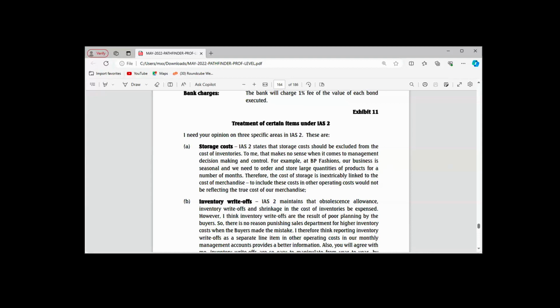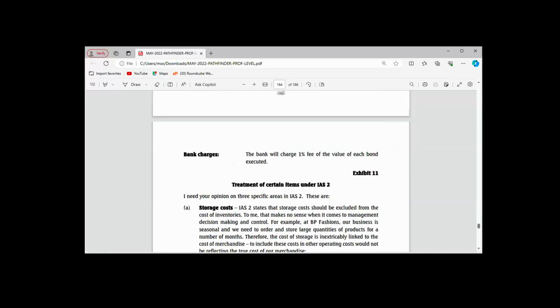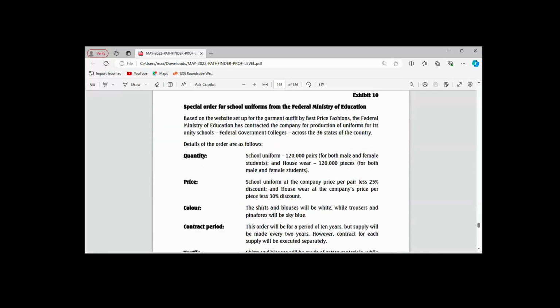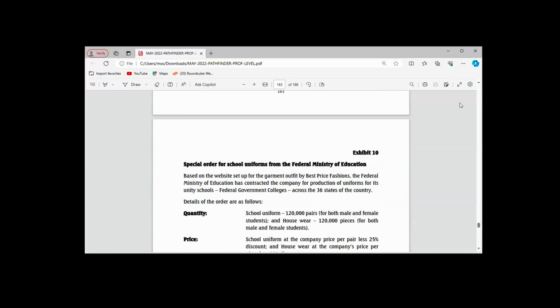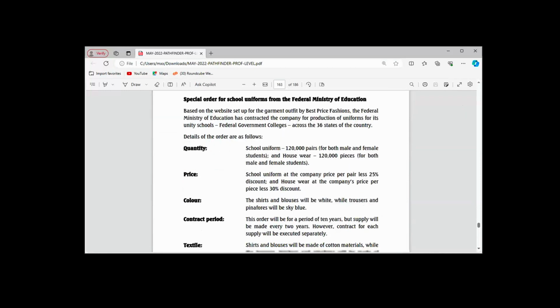Page 164. At this level, I'm not going to start teaching you what IAS 2 is, because you know all of that. What we are testing here is your knowledge. We want you to apply that knowledge and attempt these questions. So we have before us the case of a company that is specialized in the fashion industry, right?